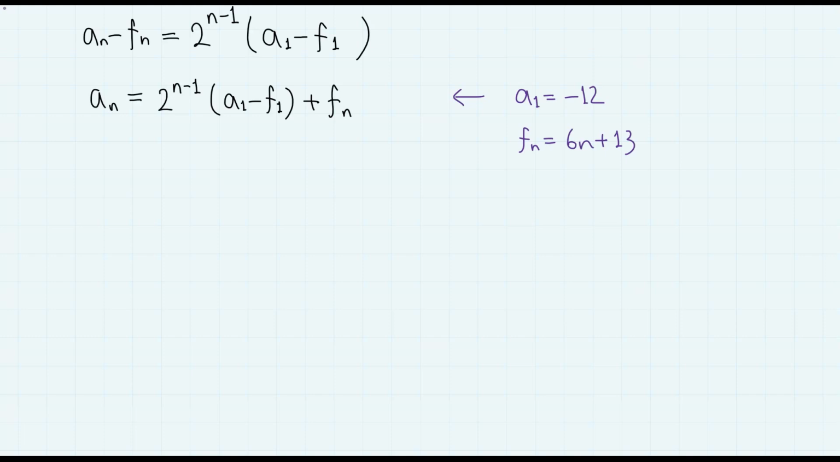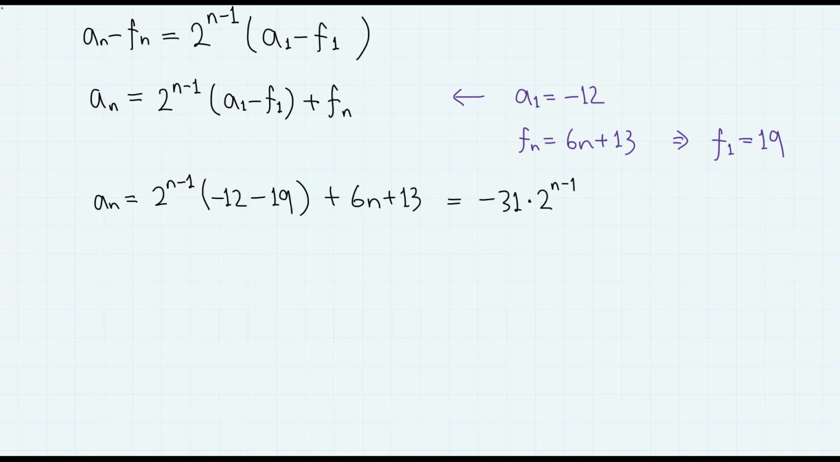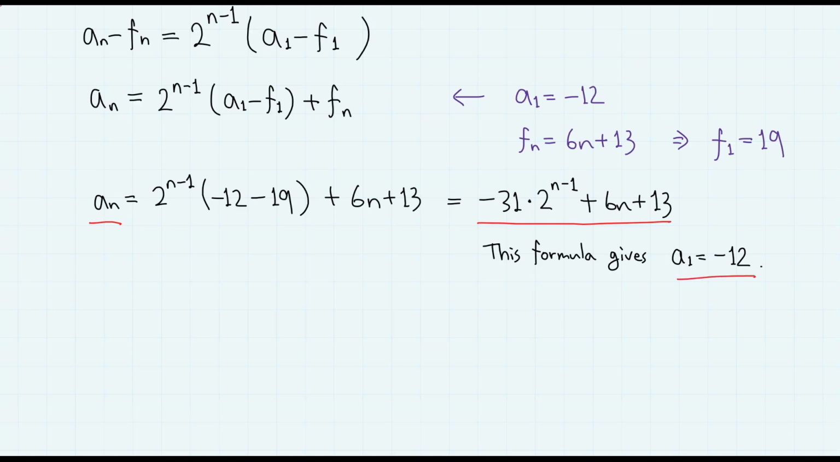We have obtained that a_1 equals negative 12, and we can easily calculate that f_1 equals 19. Hence, a_n equals 2 to the power of n minus 1 times (negative 12 minus 19), then plus f_n, 6n plus 13. So we have minus 31 times 2 to the power of n minus 1 plus 6n plus 13. This formula also works for n equals 1. Therefore, we can say that the general term a_n is given by negative 31 times 2 to the power of n minus 1 plus 6n plus 13 for all natural numbers n.